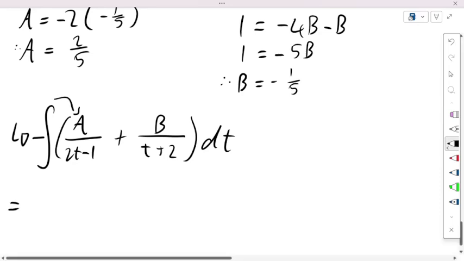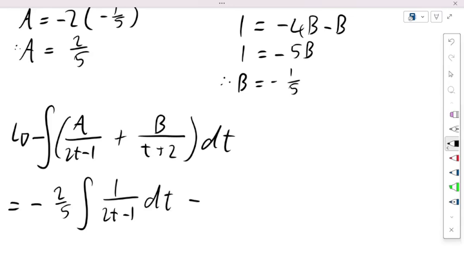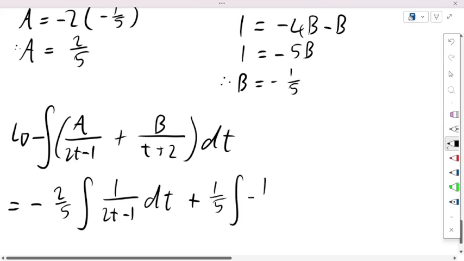So we're going to take the integral into both the terms and also plug in the constants and take the constants out. So we have negative a, which is 2 over 5, integral of 1 over 2t minus 1 dt. Minus, the negative goes into the positive, gives minus, then it's going to be negative 1 over 5, so let's make that a positive now, because the negative is going to cancel the negative out to give a positive, and then it's going to be 1 over 5, integral of 1 over t plus 2 dt.